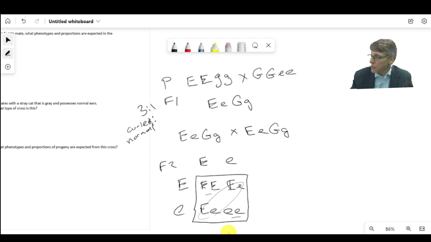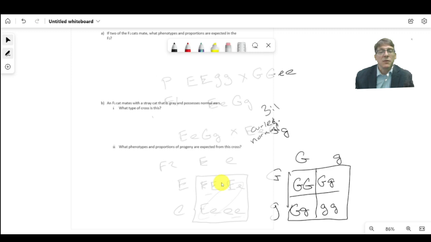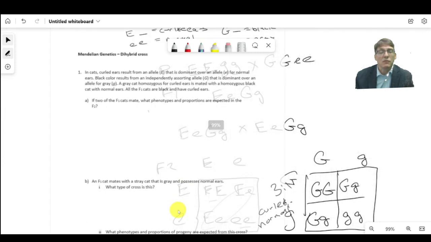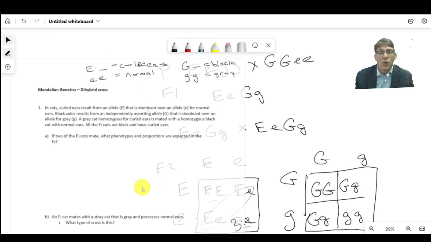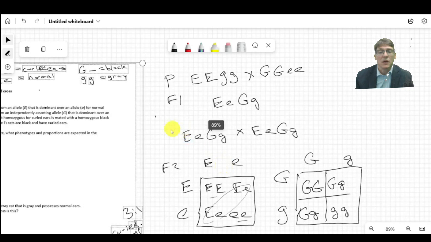Now if we did it for G, we're going to get the same exact thing. Big G, big G, little g, big G, little g. Of our 4 possible offspring, we'll get 1 big G, big G, 2 big G, little g, and 1 homozygote recessive, little g. Now the question is asking, what are the phenotypic proportions that would result from this cross, considering both of the genes and both of the genotypes?